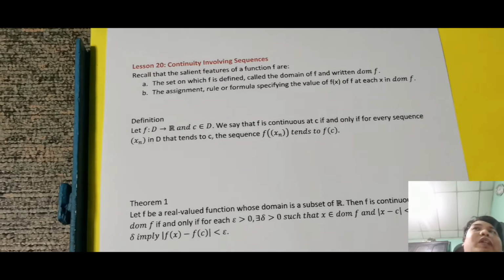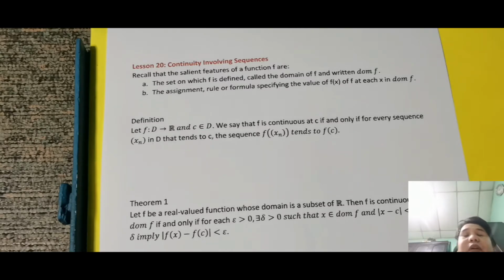So alam natin na yung domain niya galing dun sa domain of f, tapos meron siyang formula or assignment as a rule or formula. So kunyari f of x equal to x squared plus 2, so nag-substitute ka ng x na 2, so papalitan ko yung x doon. Okay, so yun yung mga salient features niya. Okay, so definition, ito definition bago to.